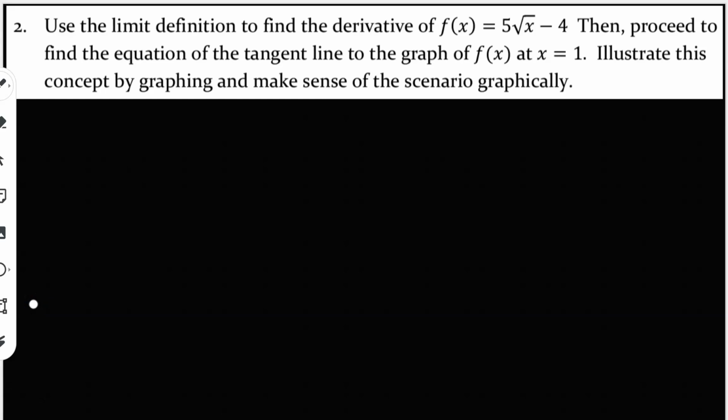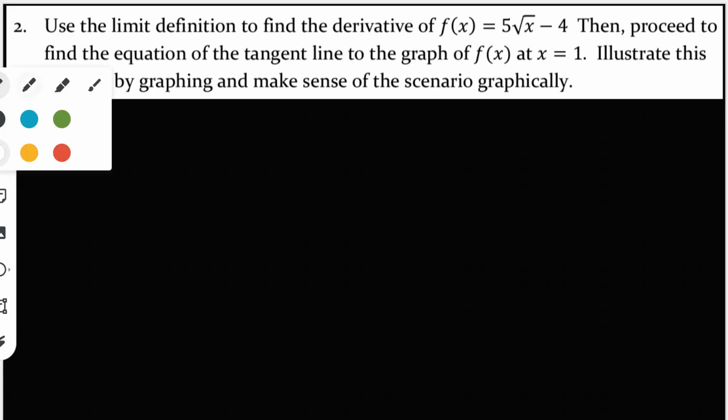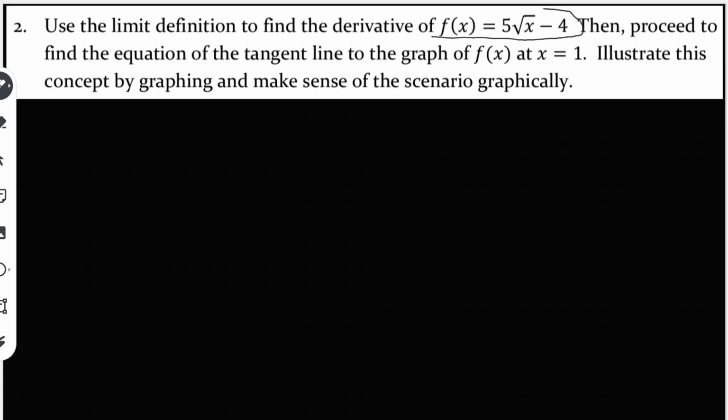Hey class, this is L2 practice, problem number 2. So the question is asking us to find the equation of the tangent line to the graph f of x, given that f of x is 5 square root of x minus 4, and we are looking at the point where x is equal to 1.